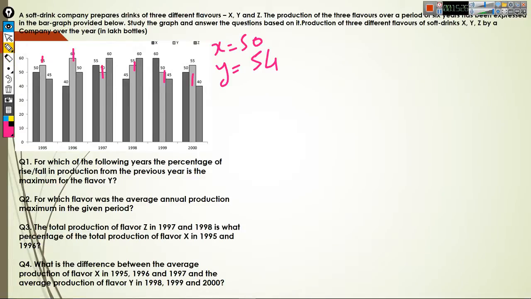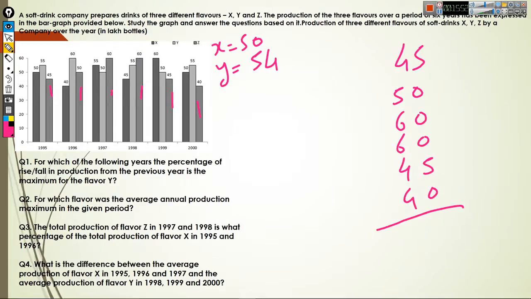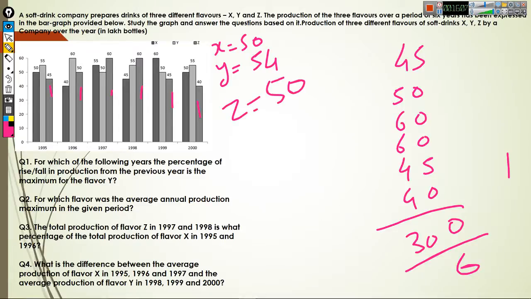Now we will find the average production of flavor Z. The values are 45, 50, 60, 60, 45 and 40. Okay, 5 and 5 is 10, 0 carry 1, 4 and 4 is 8, 8 and 6 is 14, 14 and 6 is 20, 25, 29 and 30. So 300 again, divided by 6. So the average production of Z is also 50.